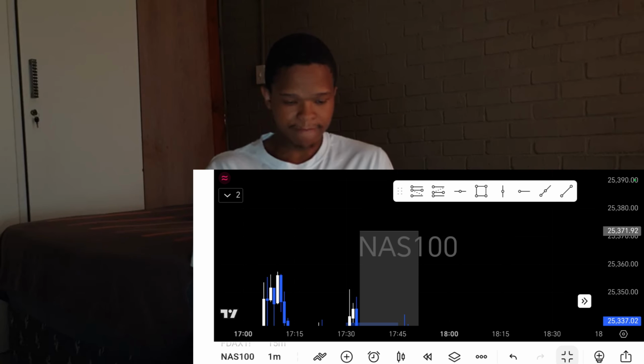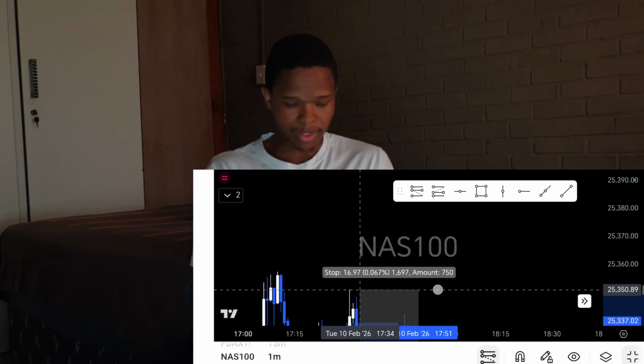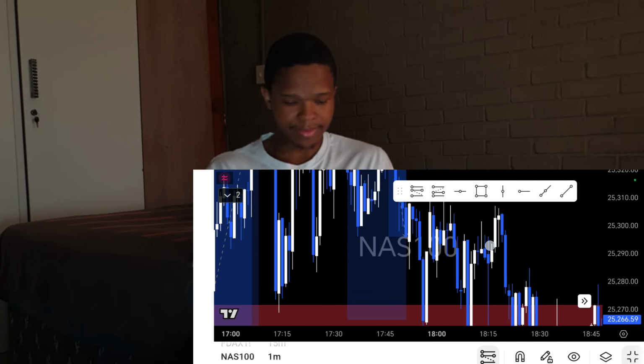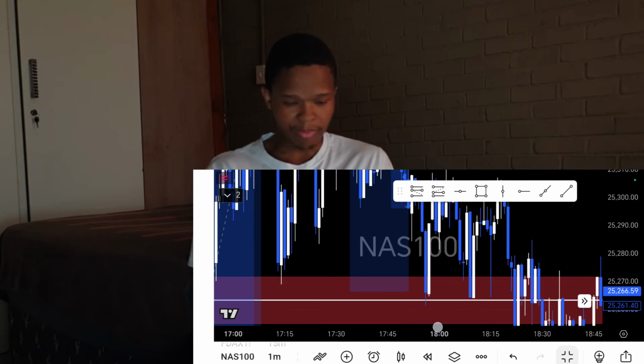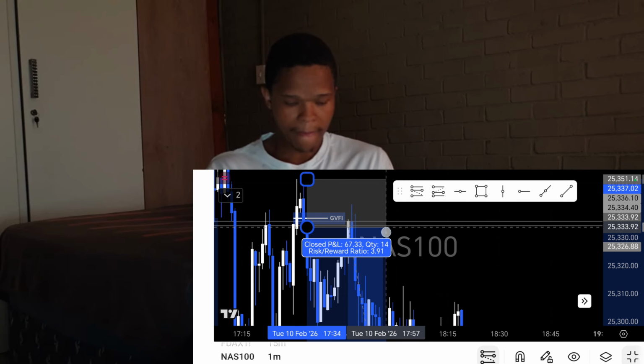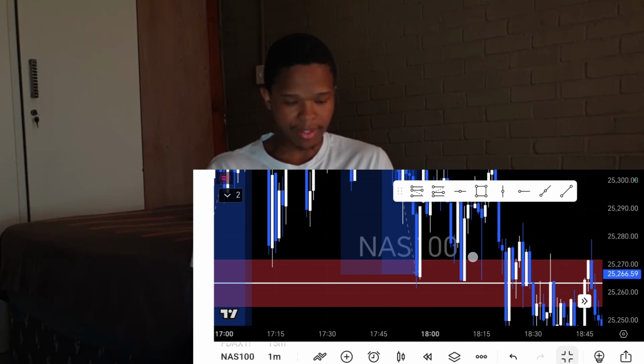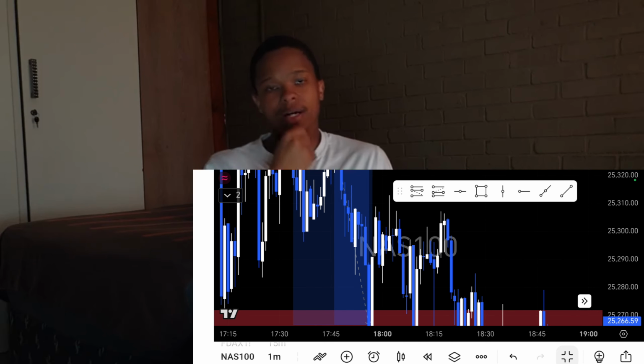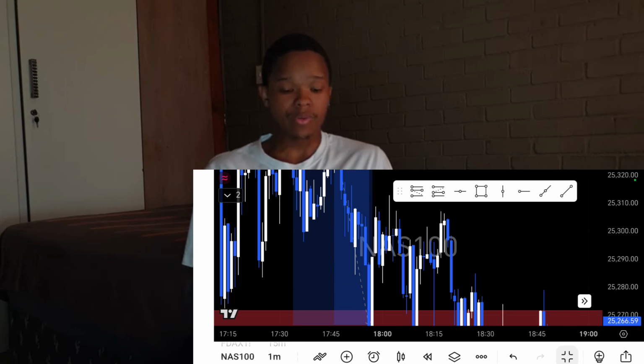Stops at the most recent high, targeting even this low here would be perfect. Targeting this low right here, perfect short. So that's what IFVG does. IFVG gives me a signal for reversal. That's what I'm looking for.